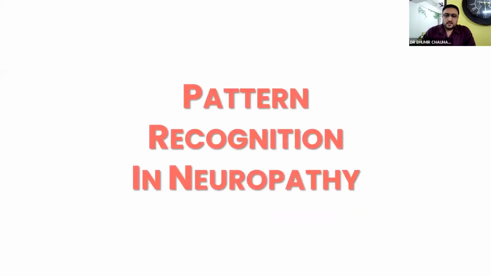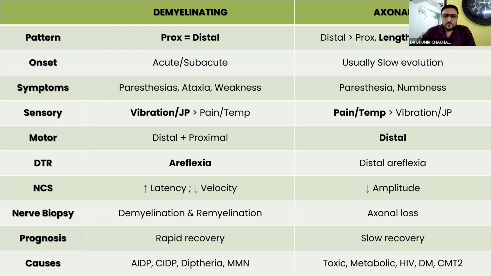Next comes pattern recognition. First you need to know what is demyelinating neuropathy and what is axonal neuropathy. In demyelinating neuropathy, the pattern is proximal and distal. Both can be affected, whereas in axonal, it is length dependent. So distal is always affected first, and may or may not be followed by proximal involvement. Onset of demyelinating can be acute to subacute, whereas axonal are usually slow progressive.